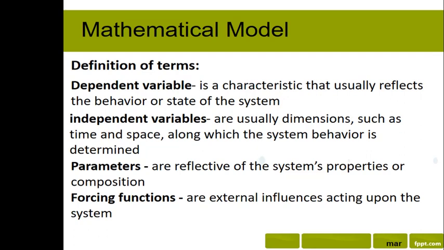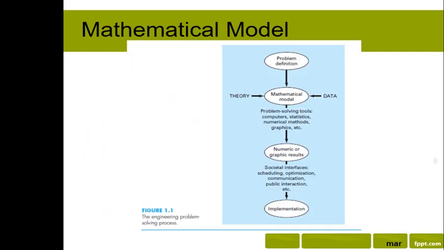Ouch. And last is the forcing functions, which is an external influences acting upon the system. So now we have to go to some steps for solving engineering problems. So we have the following steps. So it is a flow chart. It can give you some sort of ideas to solve physical problems. Of course, it's problem definition.